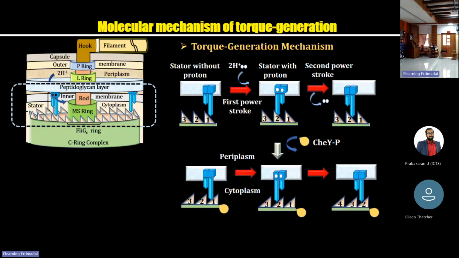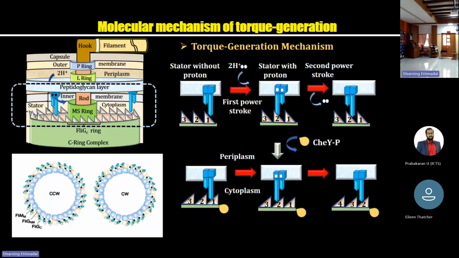First power stroke, and this is the second power stroke. It pushes the FliG protein like that, and that is why the rotation of the FliG motor happens. This is the concept. And when the CheY protein binds to that switching complex, it changes the direction of the FliG proteins. This is the structural study.